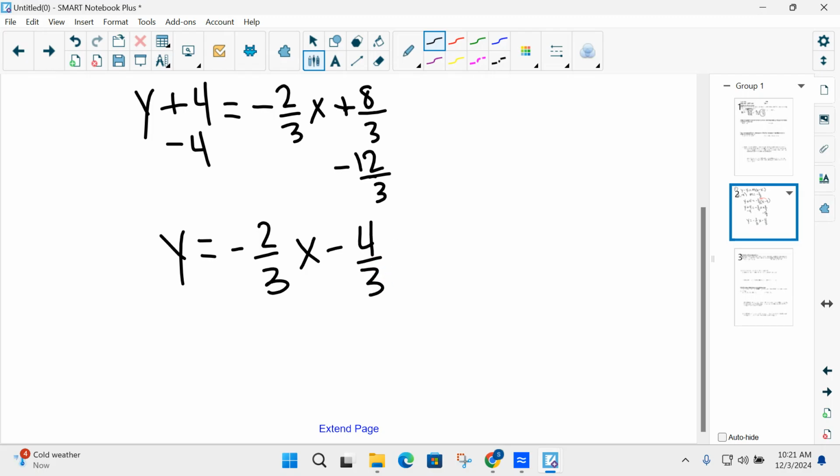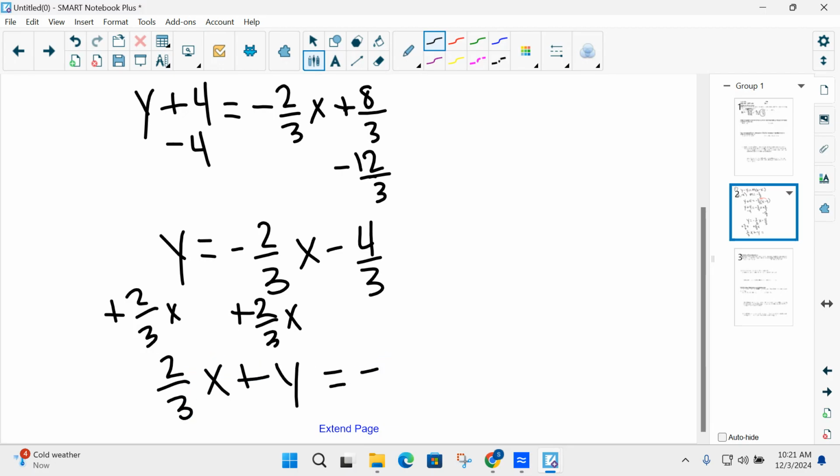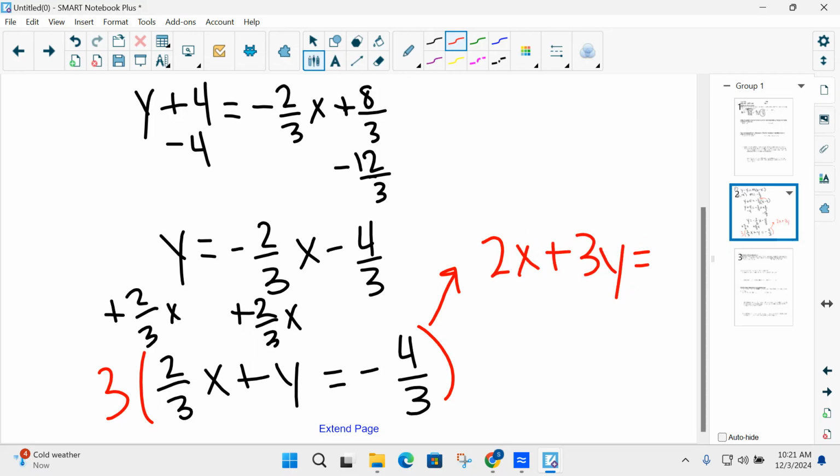Next, we'll put it into standard form by adding the x term over. If it's negative, you'd add it; if it's positive, you'd subtract it. So 2/3 x plus y equals negative 4/3. Next, we cannot have fractions, we can only have integer coefficients. So we would need to multiply by 3 in order to clear the fractions. So your final answer will be 2x plus 3y equals negative 4, because multiplying by 3 will cancel the denominators, and we'll multiply y by 3. So that is the answer to number 1.